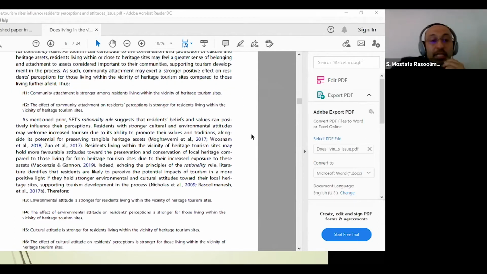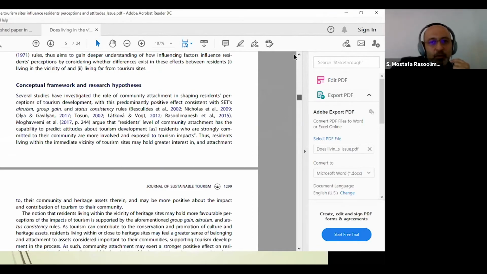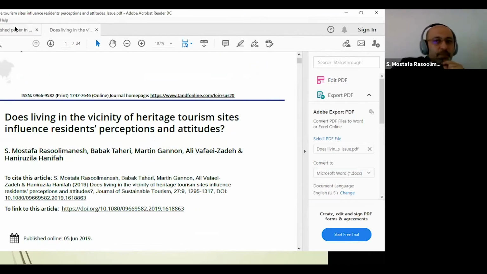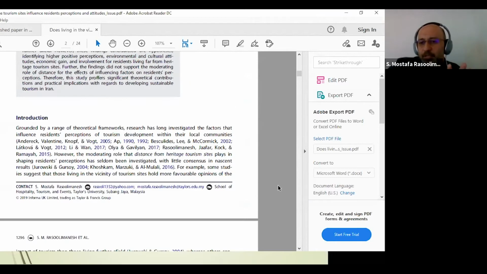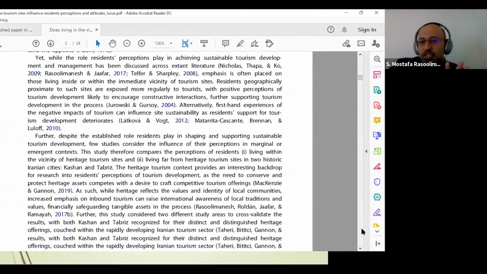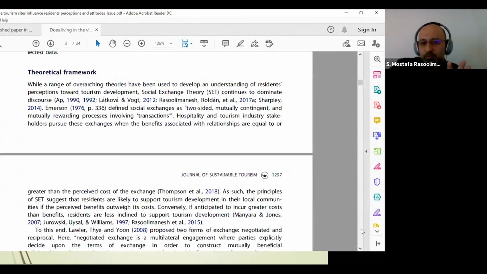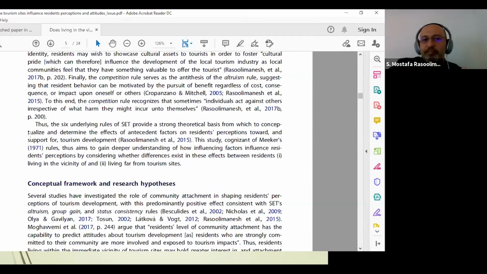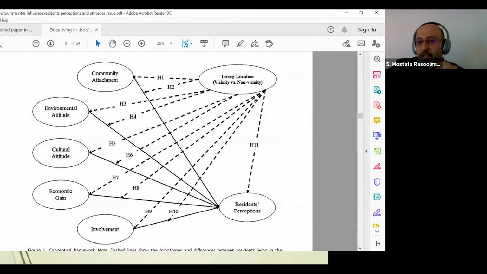A moderator can always be a very good contribution. We published this paper in 2019 in the Journal of Sustainable Tourism, which is one of the best in tourism. But there are many papers that actually investigate this relationship.